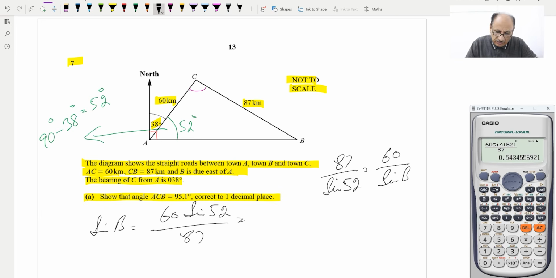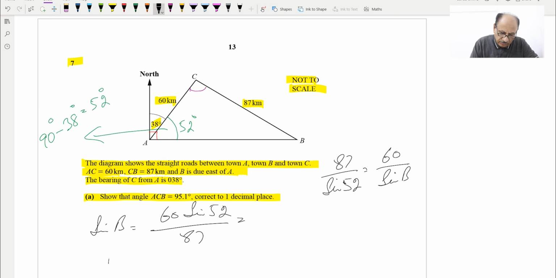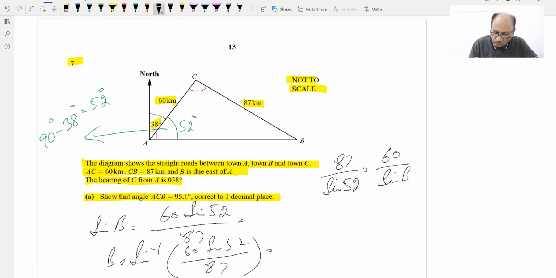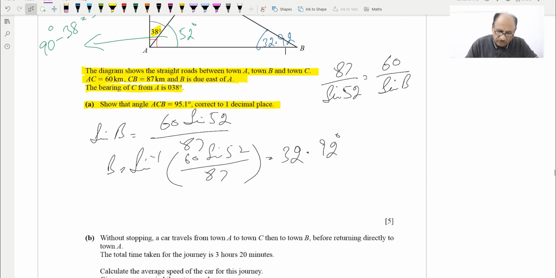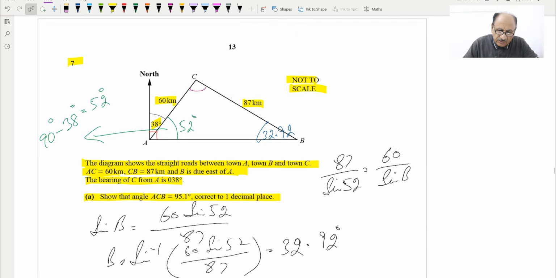So we will calculate the B value, which is sine inverse of this one. So shift sine of answer is equal to 32.92. So we can write B is equal to sine inverse of 60 sine 52 over 87, which is equal to 32.92 degrees. This is what we found, and this angle is this one, 32.92. Now we can find the third angle, which is angle ACB.